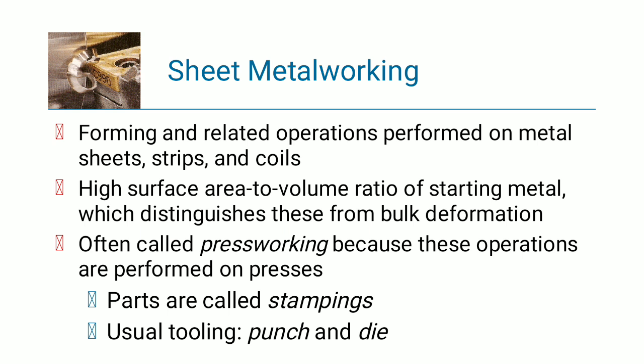Then next is sheet metal work. What is actually sheet metal work? The forming and related operations performed on metal sheets, strips and coils. It has a high surface area to volume ratio of the starting metal, which distinguishes it from bulk deformation. It is often called press working because these operations are performed on a press. The part is called a stamping and the tool is called a punch and die.